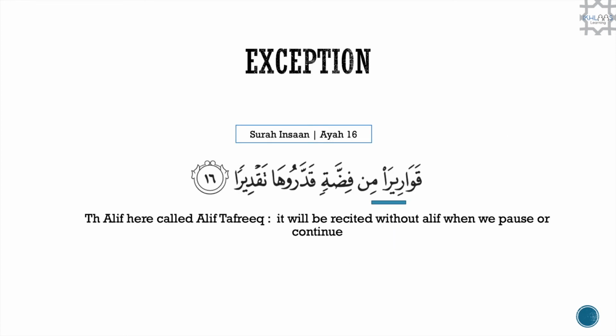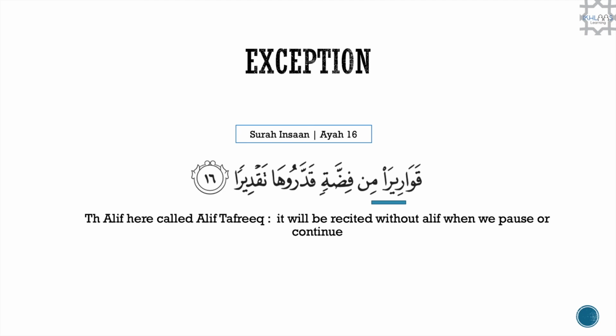There is an exception to this rule. Again, it's in Surah Al-Insan, and it's in the beginning of ayah 16. Now, if we look at this alif, it's a little bit different to the previous round circles that you have seen on the alif. And this is known as the alif tafriq. Here, what we will do is we will recite this word without an alif, whether we pause or we continue.